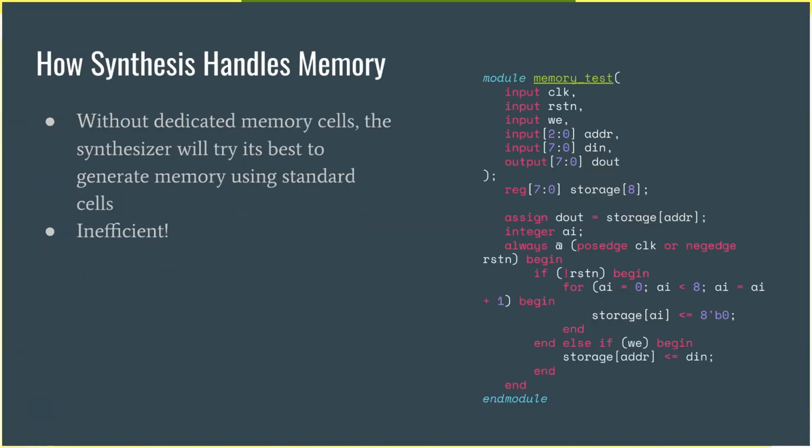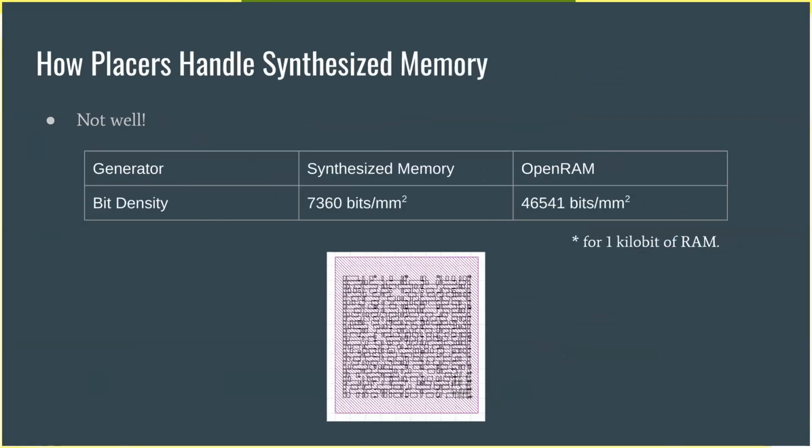Now, synthesizers will attempt to translate big register files into memory when they find it, but in case they don't, they just try their best to generate memory using standard cells. So they will synthesize the proper flip-flops or latches, connect the multiplexers and decoders and try to come up with memory. And they do a fairly good job of it given the circumstances, but it is still ultimately inefficient. And you couple that with the fact that placers can't handle this memory very well.